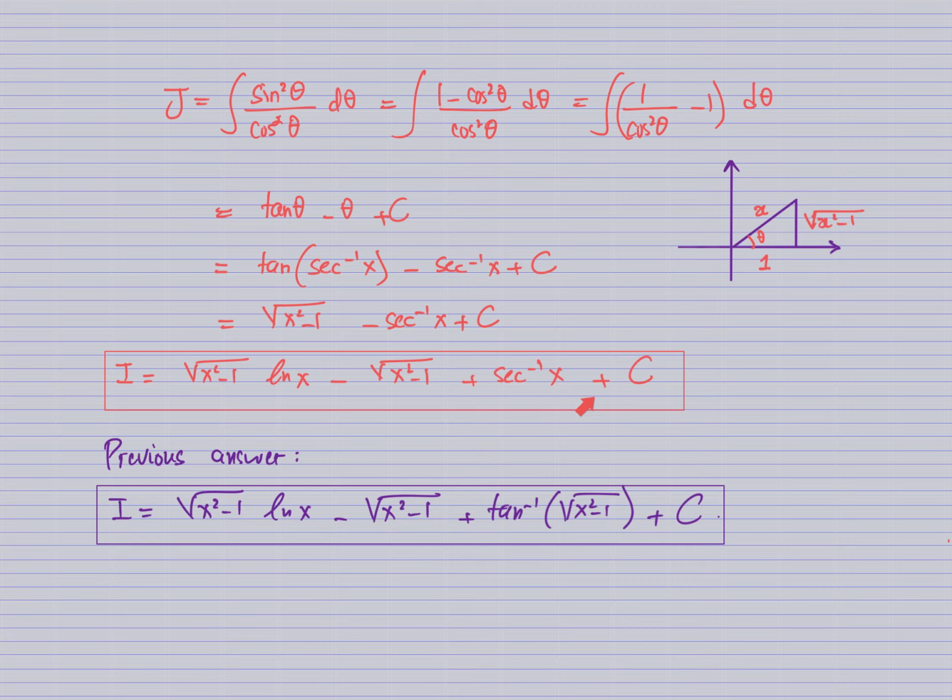Now if we compare this answer to the previous one, we see that we have secant inverse of x instead of tan inverse of square root of x squared minus 1. Since these two functions are antiderivatives of the same function on a given interval, we deduce that the difference between these two functions is a constant. And actually, we can prove that on the interval 1 to infinity, which is the range of secant theta when theta is between 0 and pi over 2, we have secant inverse of x is equal exactly to tan inverse of square root of x squared minus 1. So this is why both answers make sense.